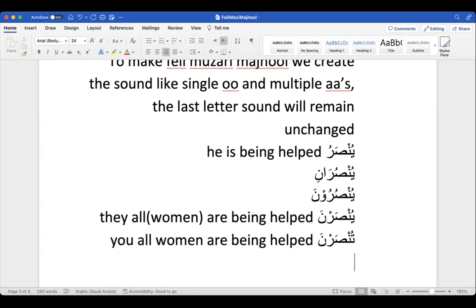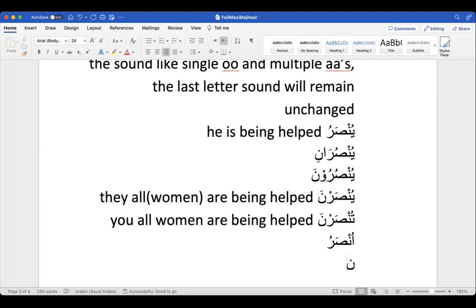Then what about I am being helped? Unsaru. Last will remain the same, right? Unsaru. And Nunsaru, with the U A sound. Nunsaru. Okay. So I am being helped and we all are being helped.